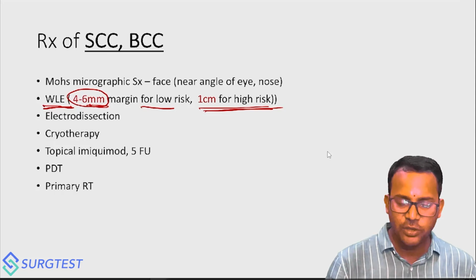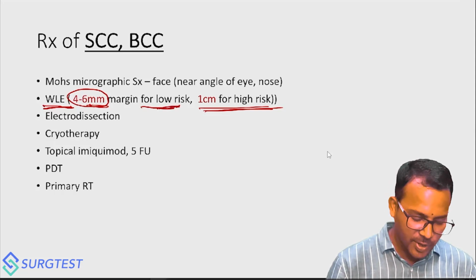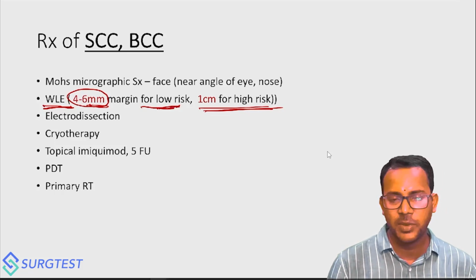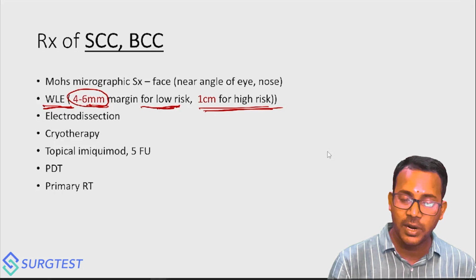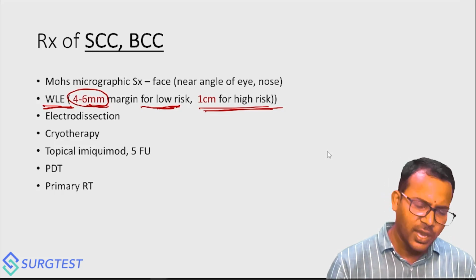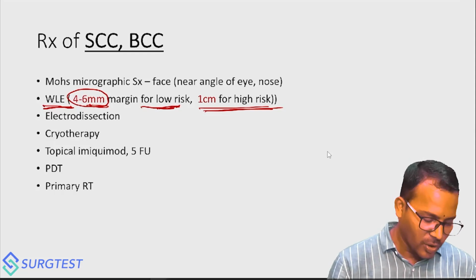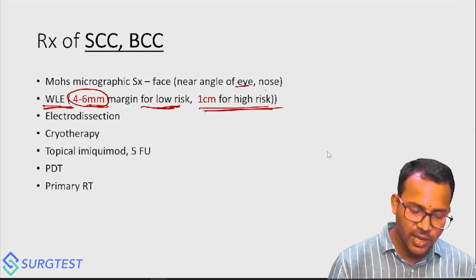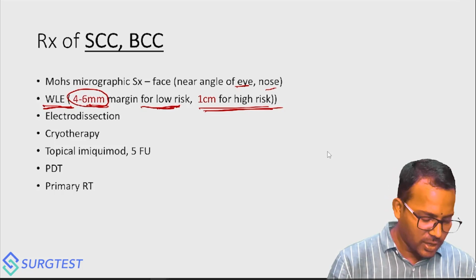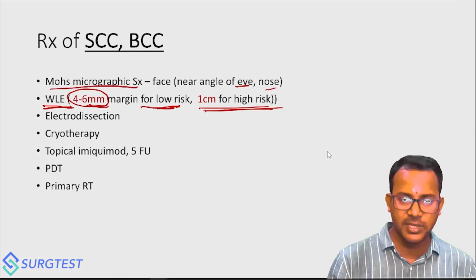But as of now, just remember, for a low risk patient, 4 to 6 millimeters of margin for a squamous cell carcinoma or a basal cell carcinoma is sufficient. However, a 1 centimeter margin is advised if it is a high risk patient. If the lesion is very small, or it is near the angle of the eye or the nose, or a part of the body wherein you cannot give a good margin, or wherein you cannot sacrifice that organ, then you can go for what is called Mohs micrographic surgery.